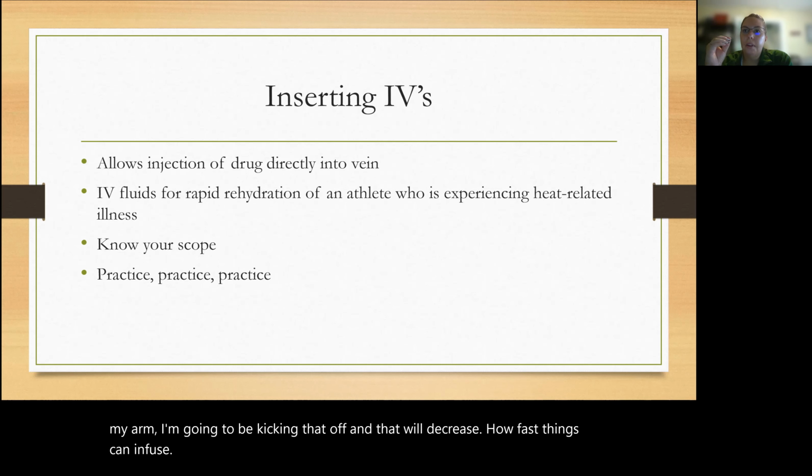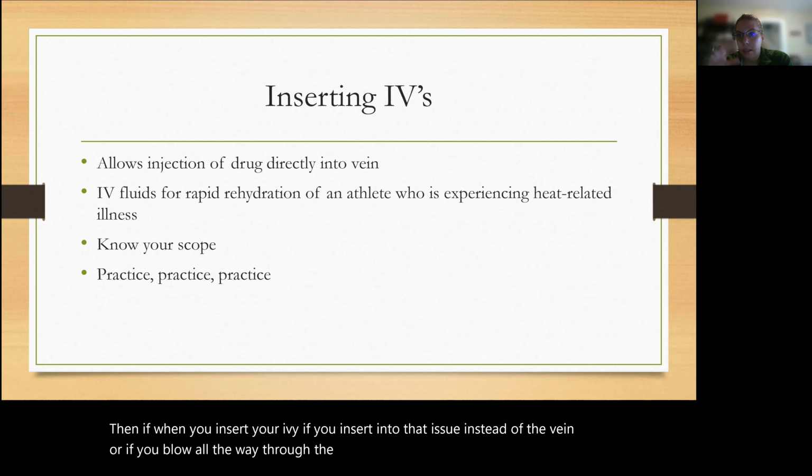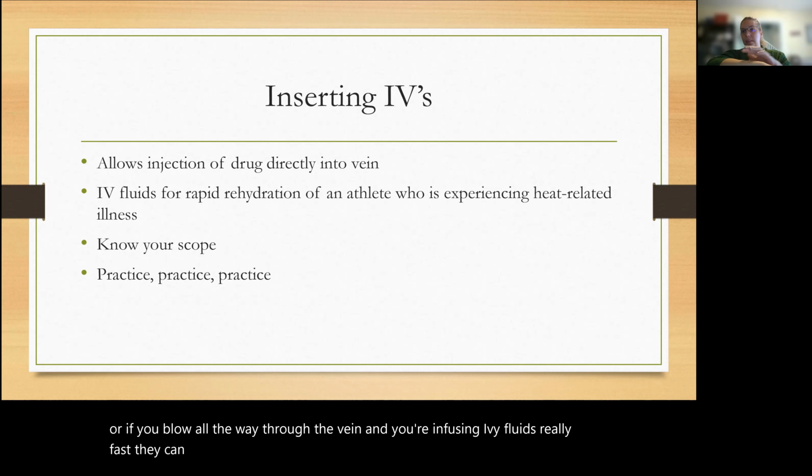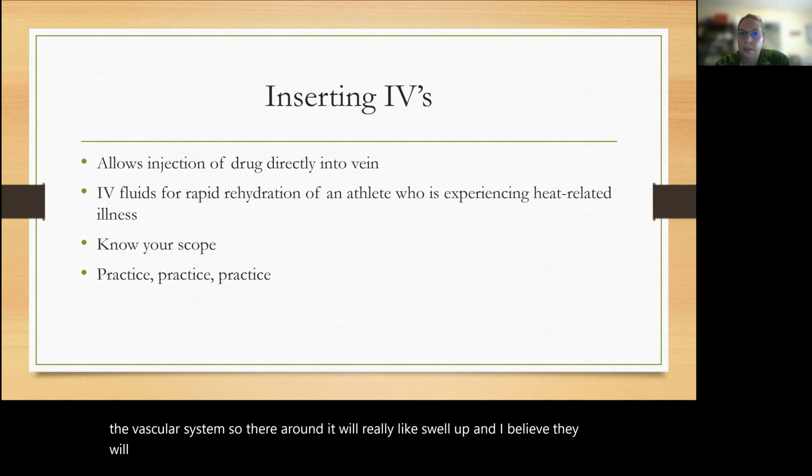Then when you insert your IV, if you insert into the tissue instead of the vein, or if you blow all the way through the vein and you're infusing IV fluids really fast, all of that fluid is going into the tissue and not into the vascular system. So the area around it will really swell up. And I believe they'll be going through that kind of stuff with you as well.